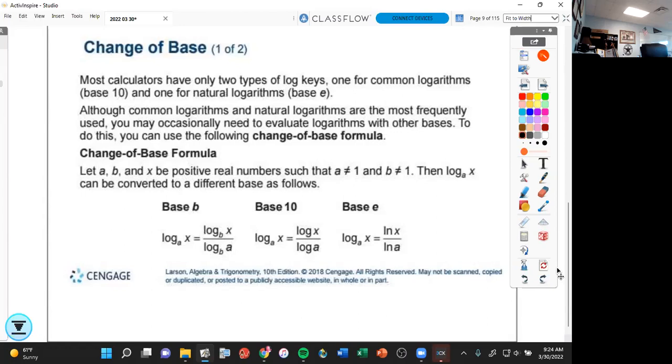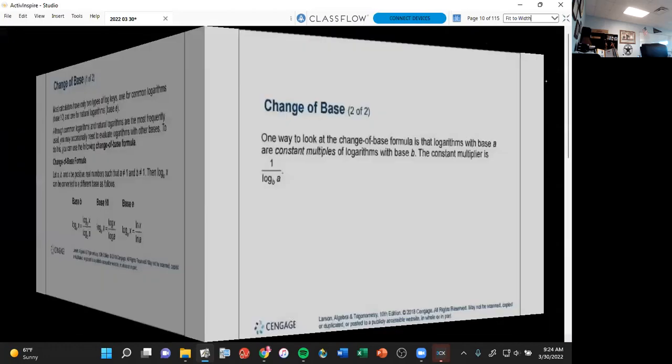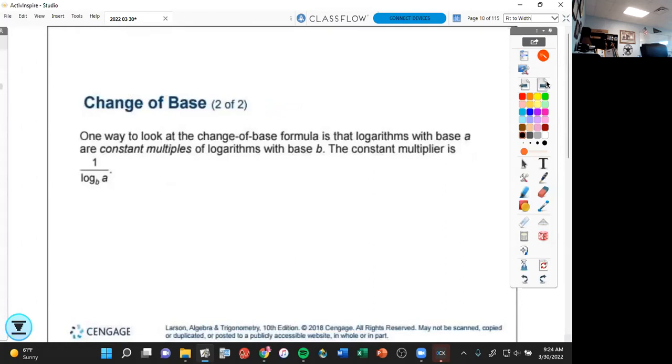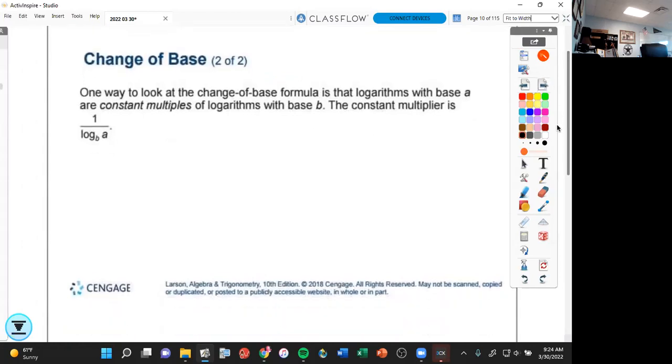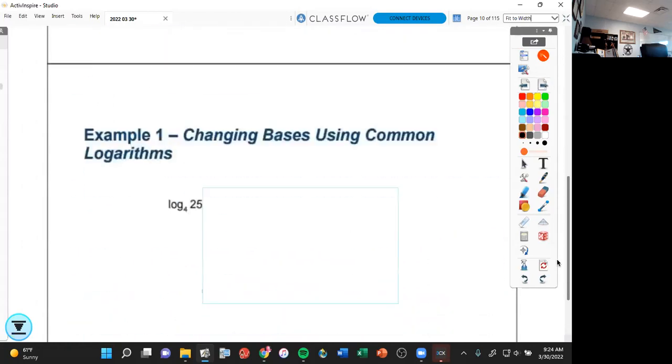Questions on that? One way to look at the change of base formula is that logarithms with base A are constant multiples of logarithms with base B. The constant multiplier is 1 over log base B of A. This statement makes no sense to me. If y'all figure it out, get with me. Let's talk about it.